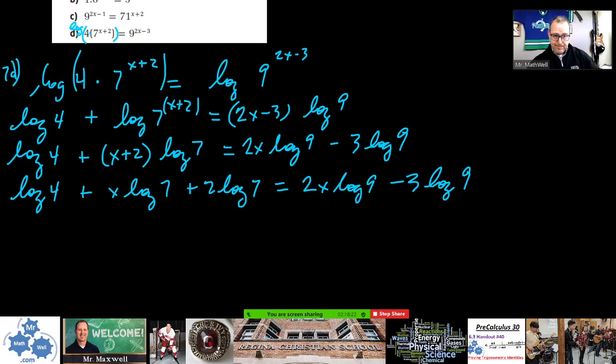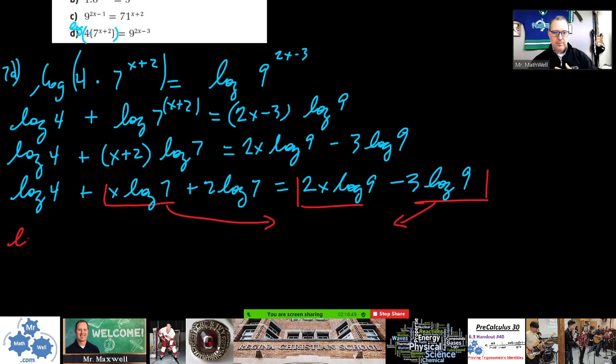Okay, so I'm highlighting now my x terms. So there's an x term and there's an x term. I need to get those to the same side of the equation, and I don't want a negative really. Why have a negative? So I'm going to subtract x log 7 from both sides, and this one is going to come over to the other side. So this is going to go over to this side, that's going to go over to the other side. So let's do all that at once.